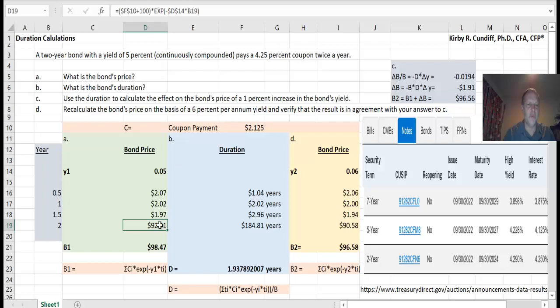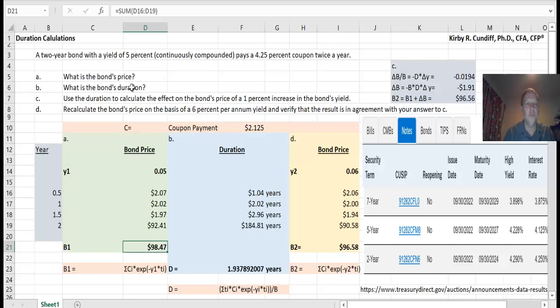Now we have the present value of all the payments. We sum them up, and we get the price of the bond is $98.47. And again, the bond is trading at a discount since the yield in the market of 5% is above the coupon payment of 4.25%. And the remaining 0.75% is made up by capital gain as the bond's price increases from now until maturity from 98.47 to 100. So that is our answer to part A.